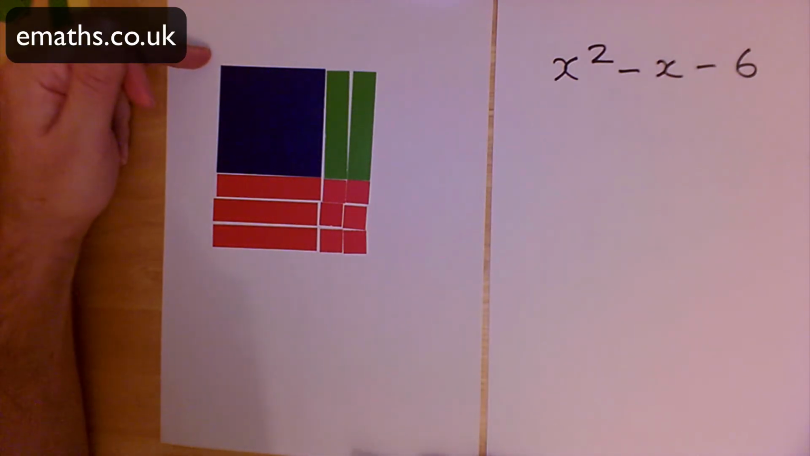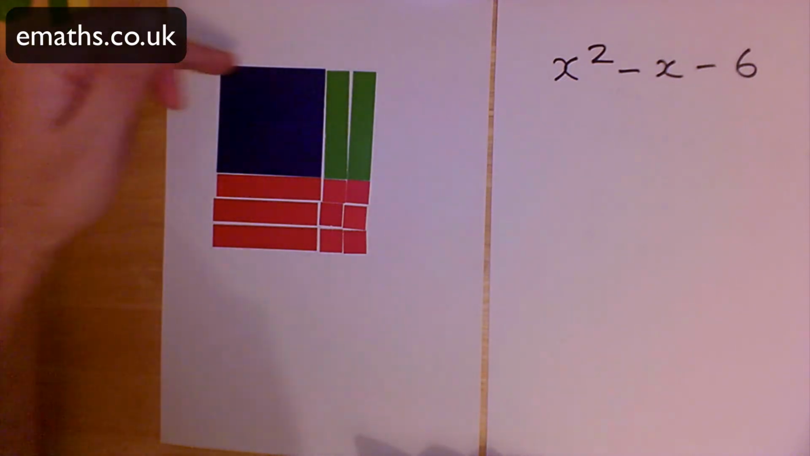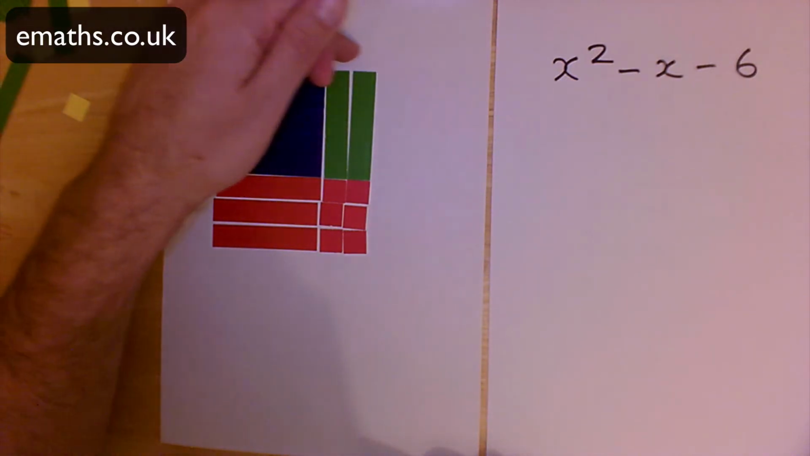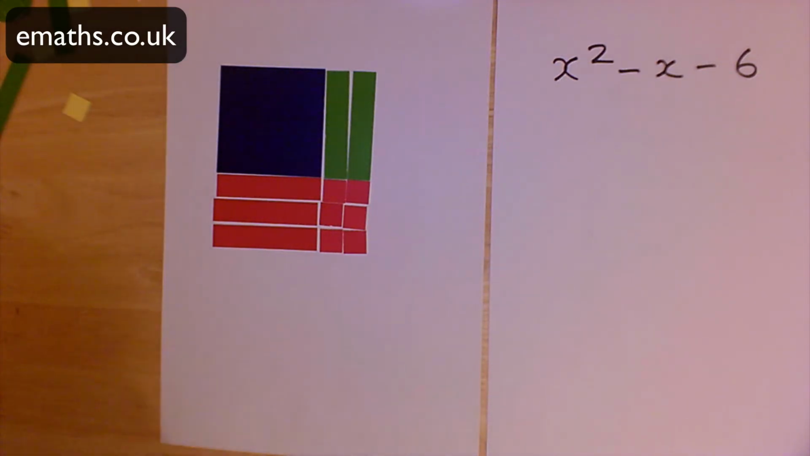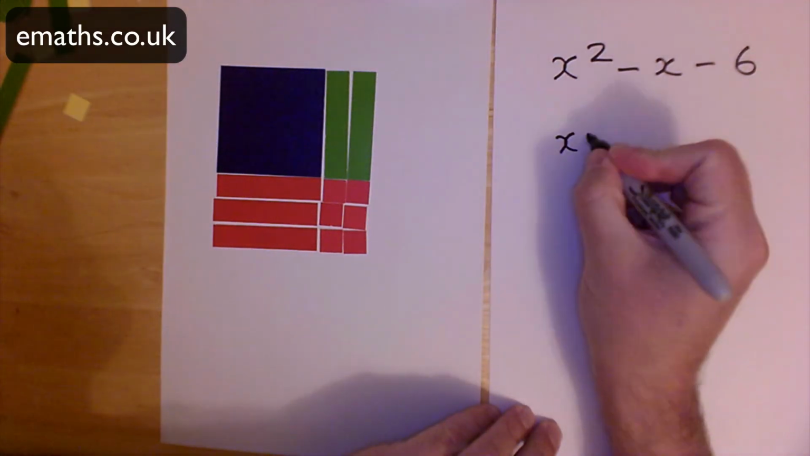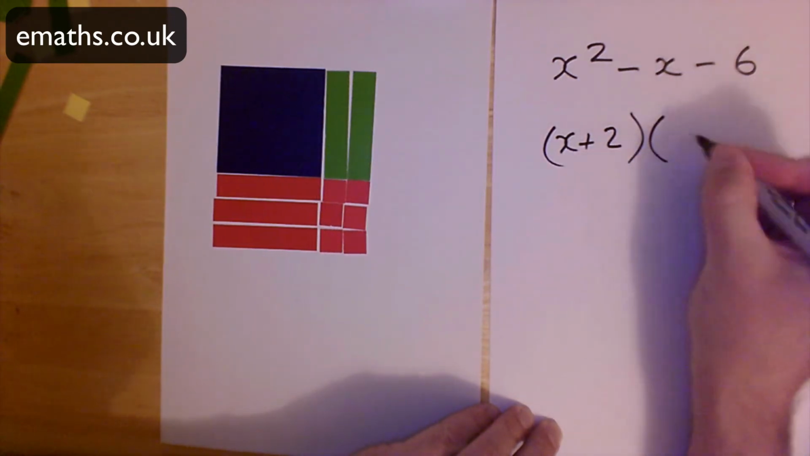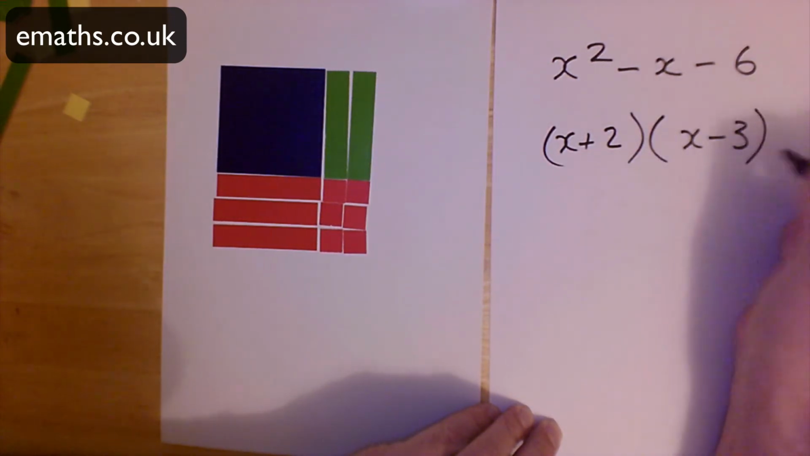And if I read across, looking at the colours, this is x plus 2, positive. This is x minus 3. So x plus 2, x minus 3.